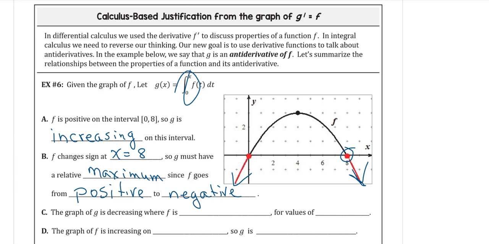Okay, so part C, the graph of g is decreasing where f is negative. That's going to be anything greater than 8. So we can put x is greater than 8. So the graph of f is increasing, now we're talking about f, it's increasing here where it has a positive slope. So that's from 0 to 4. So g of x has to be concave up because we're going to have a positive second derivative. So it's concave up. This hasn't changed from how we discussed it before.